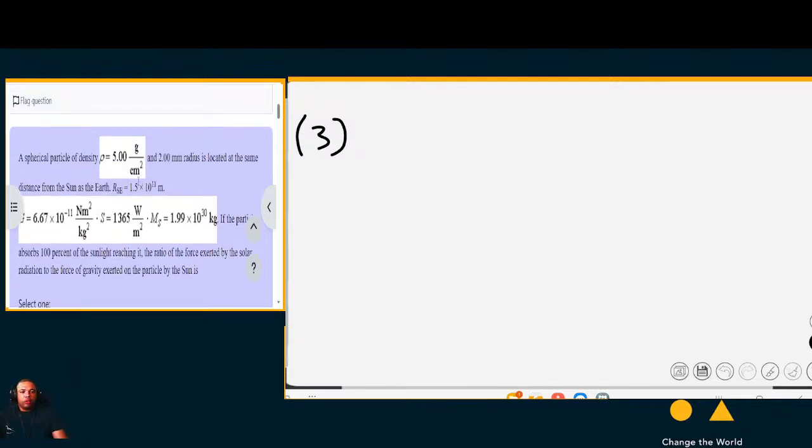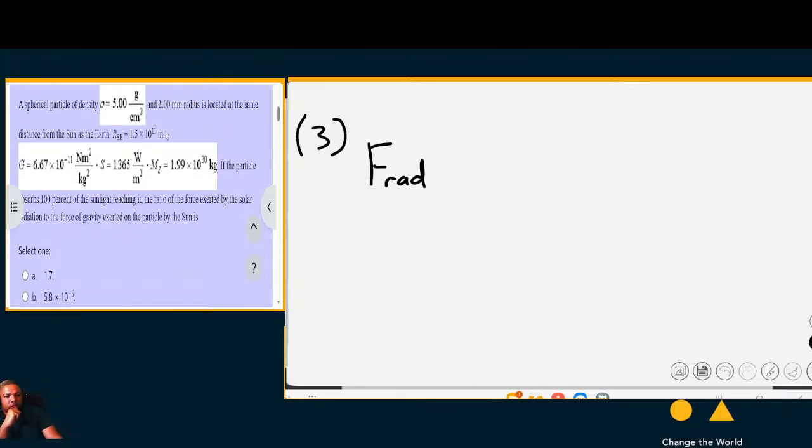Now I told you before, I do not get the same answer as this, and I've checked. I'm just going to show you the formulas and how to calculate them. The ratio I get is much different. So let's first calculate the force of radiation due to the sun on this particle. What did it say? A spherical particle. It has a density of rho, a 2 millimeter radius, and it is the same distance from the sun as the Earth.